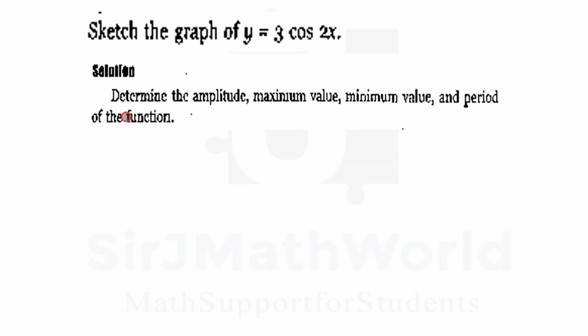Next is, sketch the graph of y is equal to 3 cosine 2x. Solution: determine the amplitude, maximum value, minimum value, and period of the function.